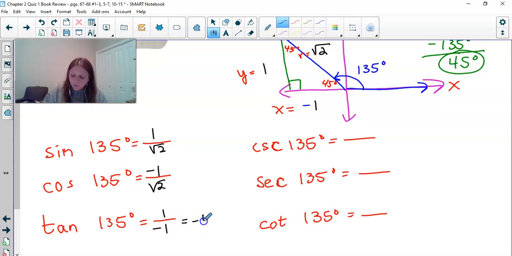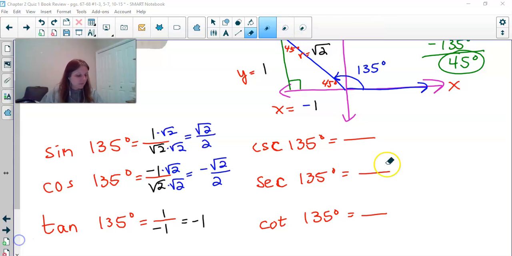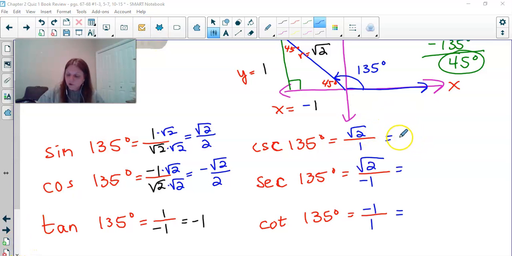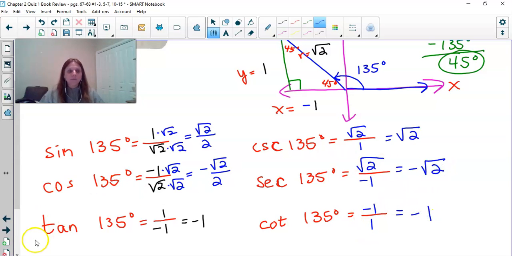And then go ahead and rationalize each one of these trig functions. Okay, so you can see that I got square root of 2 over 2, negative root 2 over 2, and then negative 1. Now do the reciprocals, and again, I always recommend flipping the originals. Go ahead and find the reciprocals of each. So this first one works out to be the square root of 2. The second one, I got negative root 2. And then the third one just simplifies to negative 1.